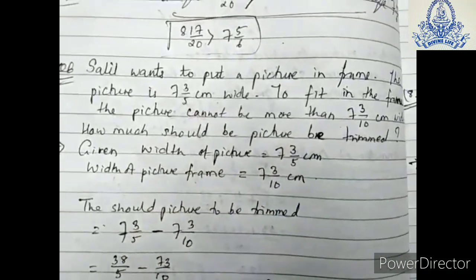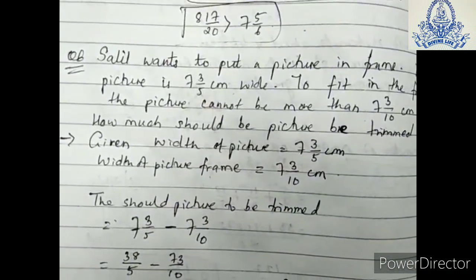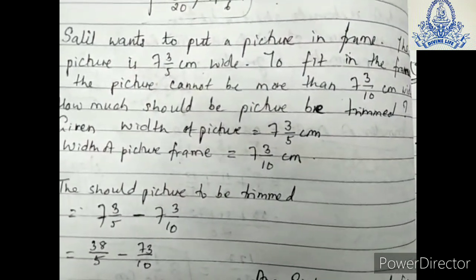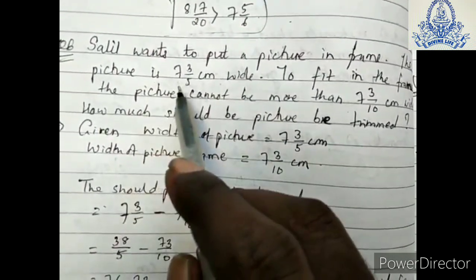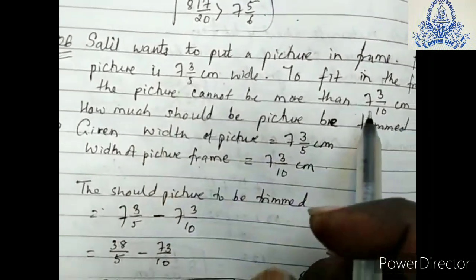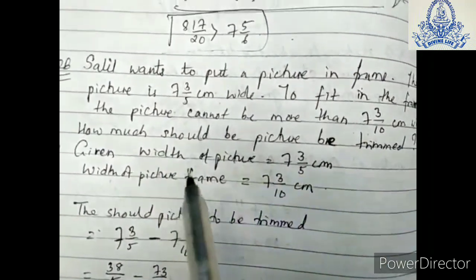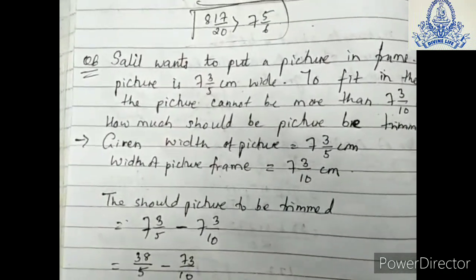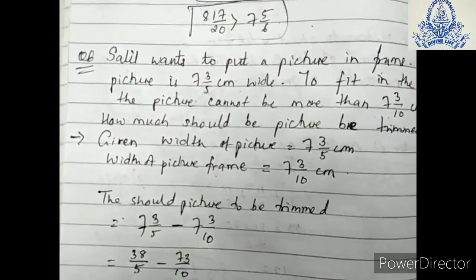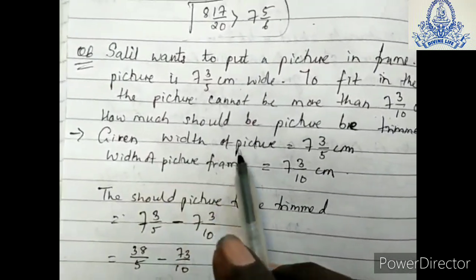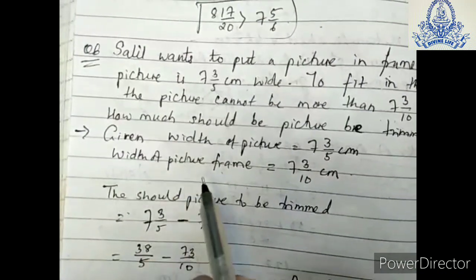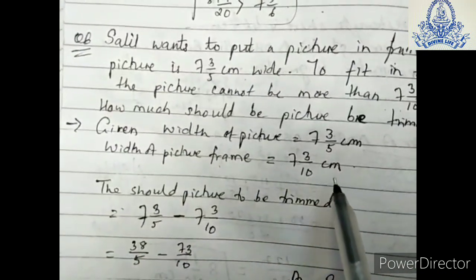One picture is there and Salil wants to put that picture in a frame, but the picture is bigger than the frame. Picture size is 7.3 by 5 and the frame size should be 7.3 by 10. So he has to trim that picture, but how much picture will be trimmed to get fit in the frame we will find. Given here the width of the picture is 7.3 by 5 centimeter and width of the picture frame is 7.3 by 10 centimeter.